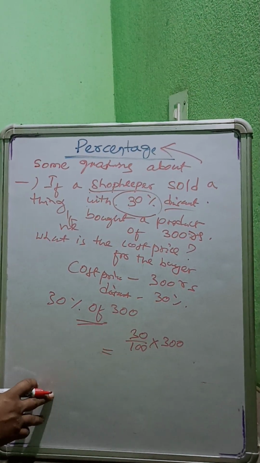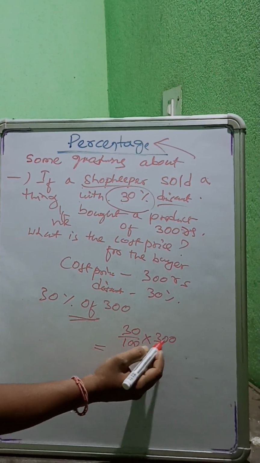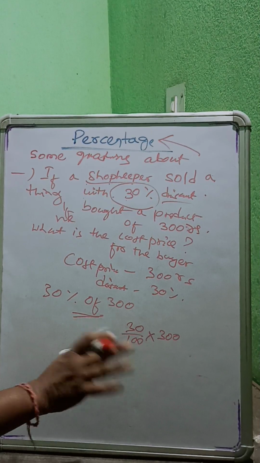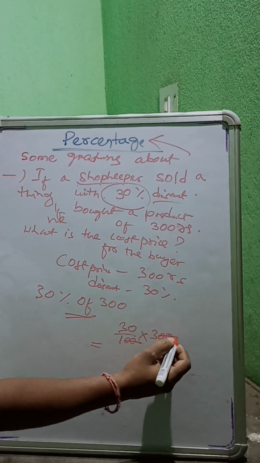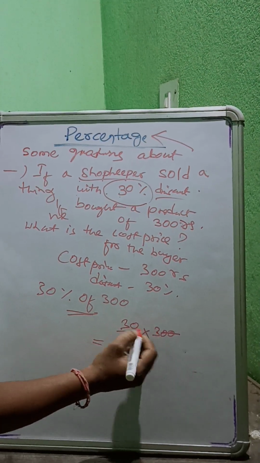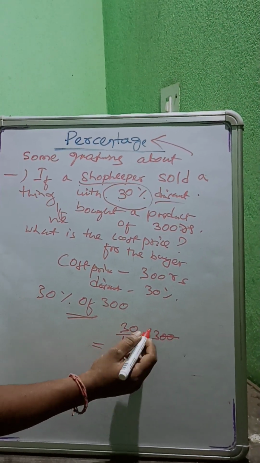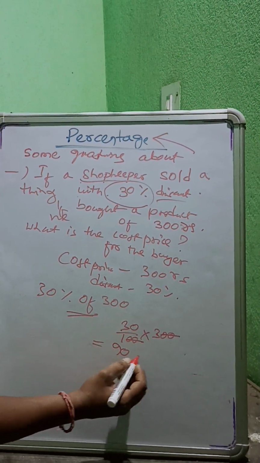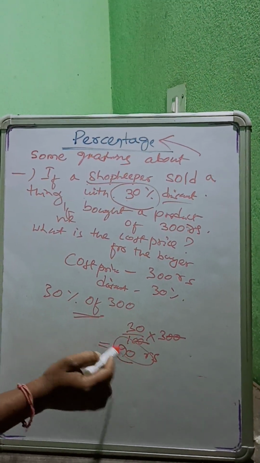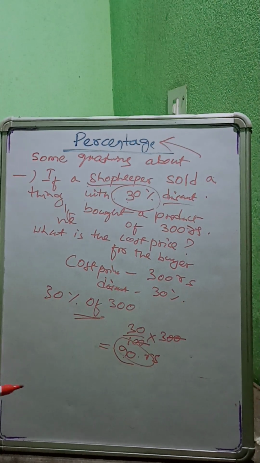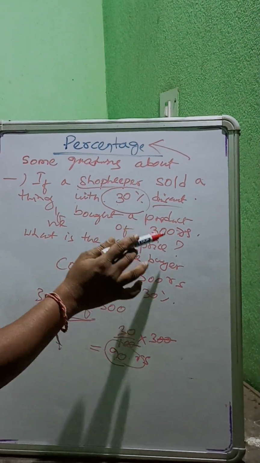Let's cut down. Means you have to reduce it. For easy calculation you have to reduce it. 0 0 0 0. 3 into 30. 3 3s are 9, 0. So 90 rupees. It is the discounted price from 300 rupees.